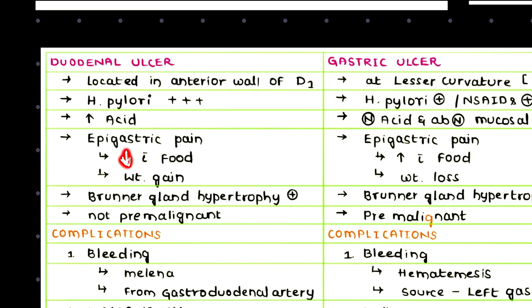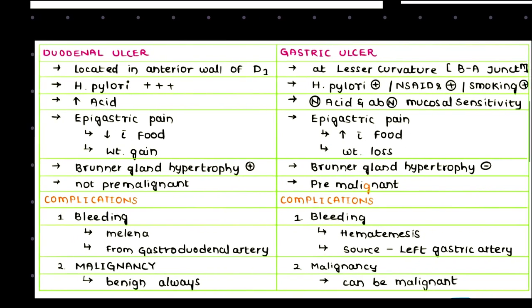As we have said that the pain will be relieved with intake of food, a lot of people will try to take a lot of food, because as they take food, there will be less epigastric pain. Eventually, on taking a lot of food, there will be a slight increase in body weight. That's all. We talked about the clinical manifestation in the case of duodenal ulcer.